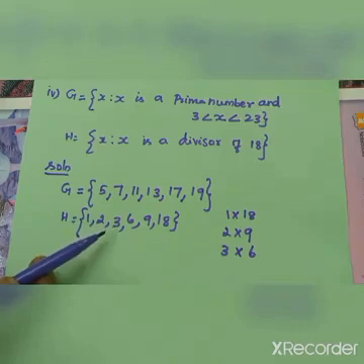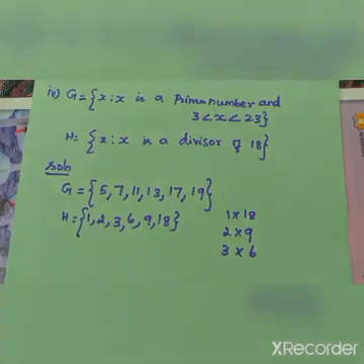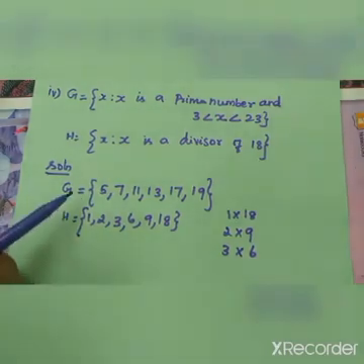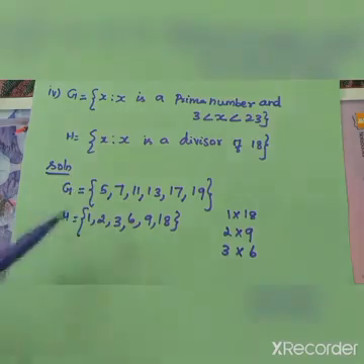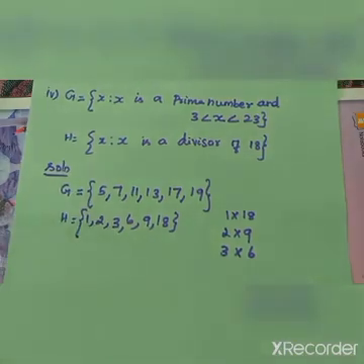Then we can move to whether it is an equivalent set or not. Equivalent sets are sets having the same number of elements. So if set G has 6 elements, H also should have 6 elements. Let us check it.